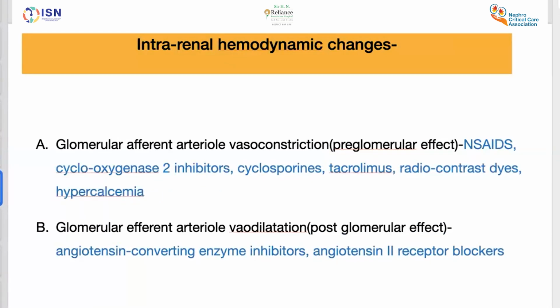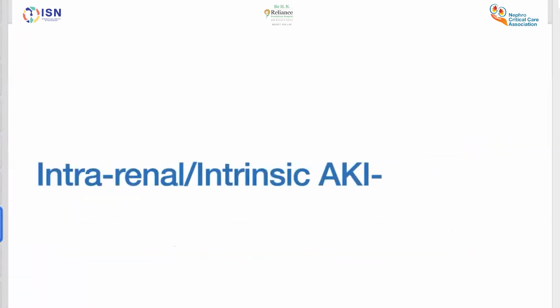Prerenal azotemia may also be because of intrarenal hemodynamic changes. In afferent arteriolar vasoconstriction, also called the preglomerular effect, the causes are generally NSAIDs, cyclooxygenase 2 inhibitors, cyclosporine, tacrolimus, radiocontrast dyes, or hypercalcemia. There may be efferent arteriolar vasodilatation, the post-glomerular effect, caused by angiotensin converting enzyme inhibitors or ARBs.